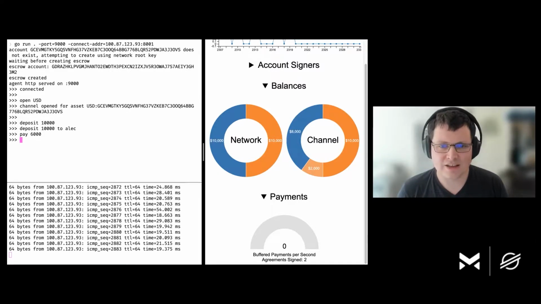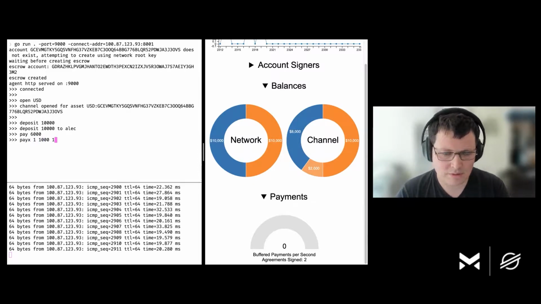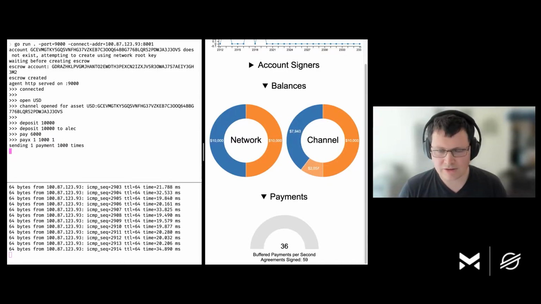The reason for this is that each payment is a message that must travel from me to Alec and from Alec back to me. Looking at the bottom, I've got a ping going between our computers so we can see what our latency is. It looks like we're under 30 milliseconds. It's moving around a little bit, but between 20 and 30. So we can expect to see at least 33 transactions per second. Okay, send these. Looking on the dashboard on the right, we're getting 38 transactions per second.